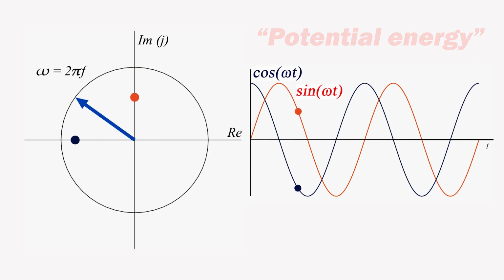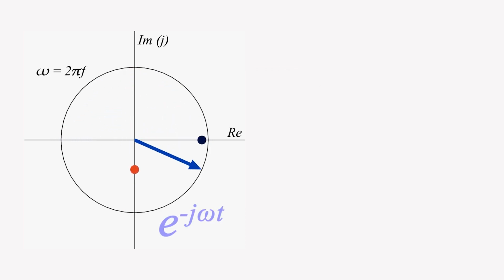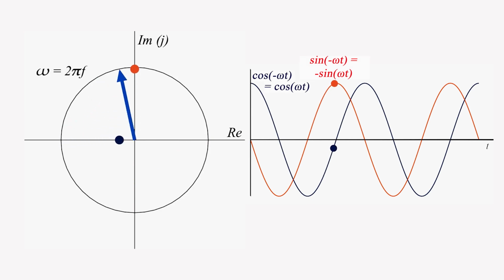Now let's rotate our point on the unit circle in the clockwise direction, which we can express as e to the minus j omega t. The cosine projection is unchanged because it is an even function, and the sine projection has the opposite sign to what it had for counterclockwise motion, because it is an odd function.